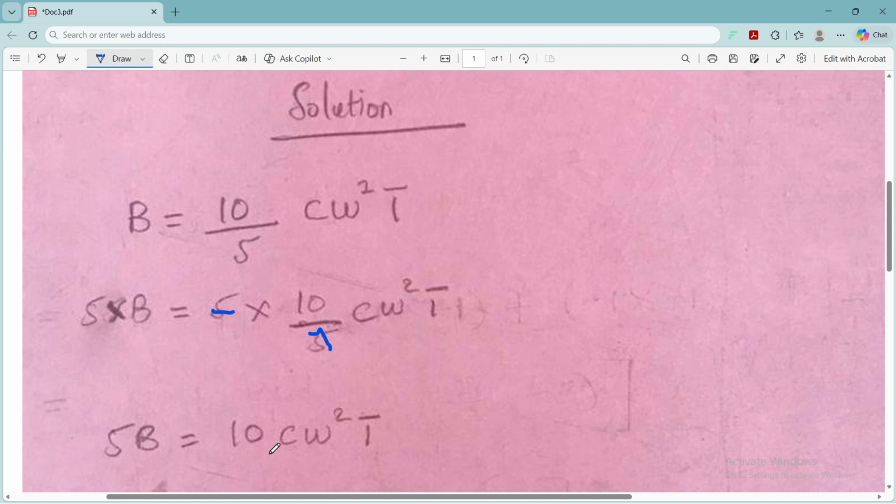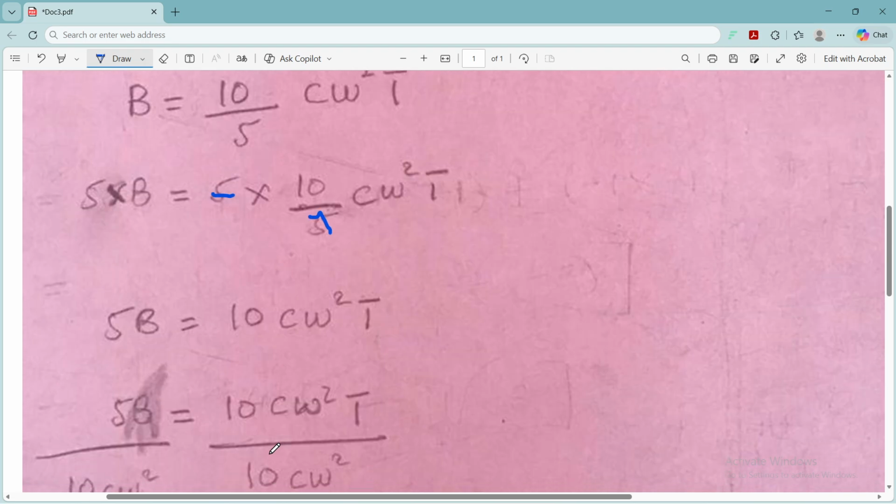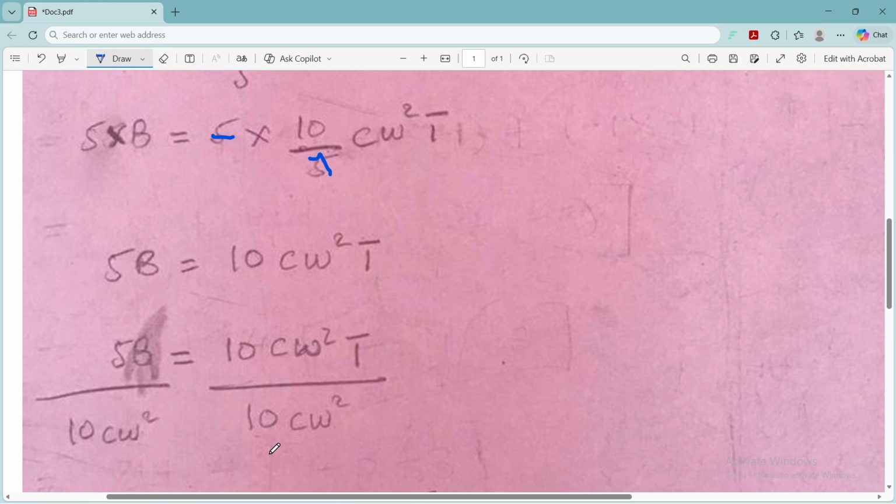Whatever you do for the left hand side or the right hand side of the equation, you do the same for the other side, and vice versa. So we divide both sides of the equation by 10cw squared for us to make t the subject of the relation. We are going to have a new equation: the fraction 5b divided by 10cw squared equals the fraction 10cw squared t divided by 10cw squared.